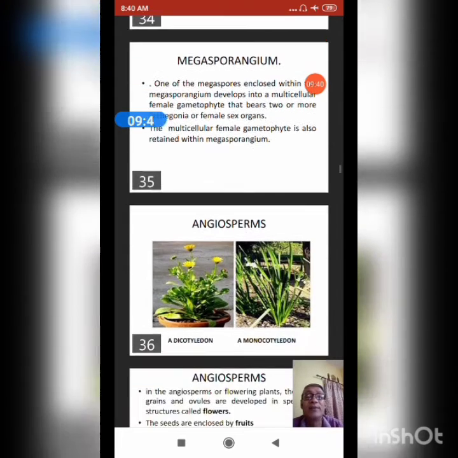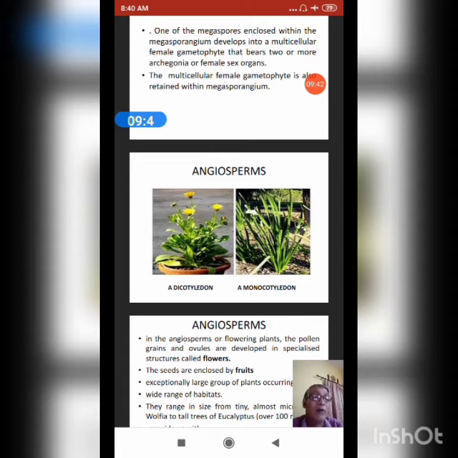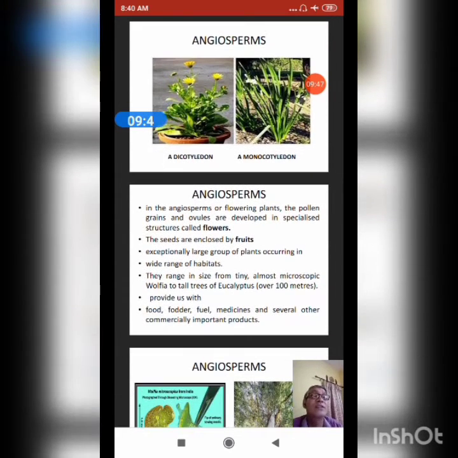Let us see some pictures of angiosperms. Our next topic is angiosperms. Angiosperms are the flowering plants especially. The pollen grains and ovules are developed in specialized structures called flowers. The seeds are enclosed by fruits. It is an exceptionally large group of plants occurring in a wide range of habitats.